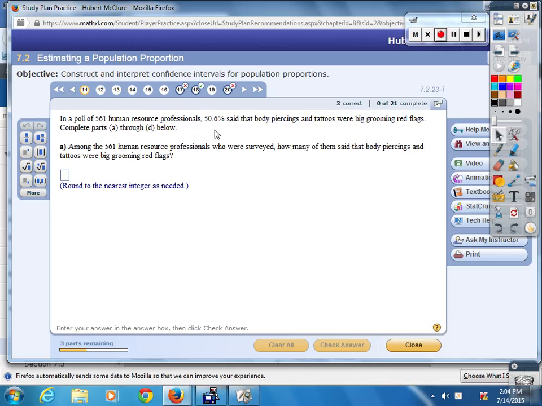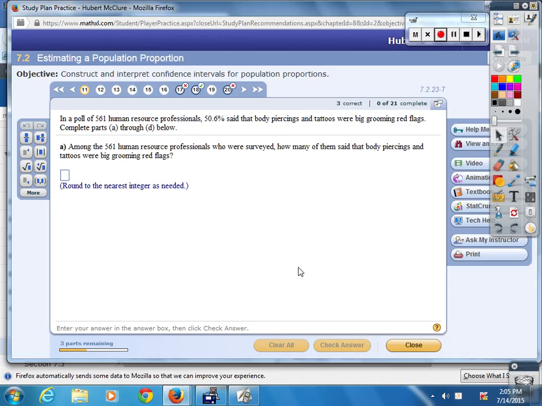So that's going to be 0.5060. So let's do this one. It says in a poll, 50.6% said that body piercing and tattoos were big grooming red flags. Among the 561 people, how many of them said that body piercings and tattoos were red flags?